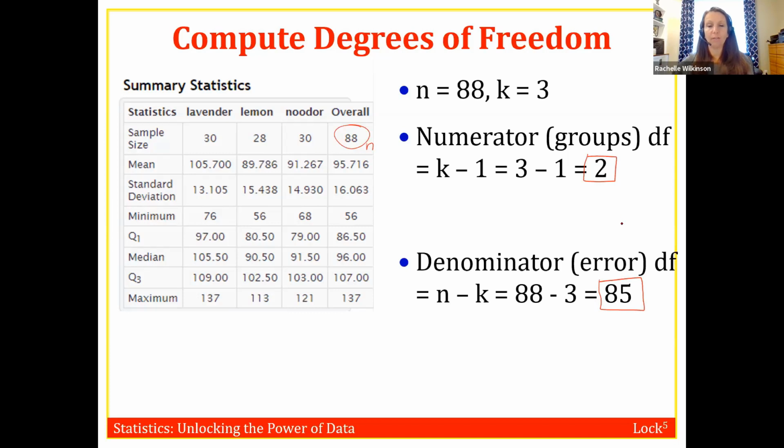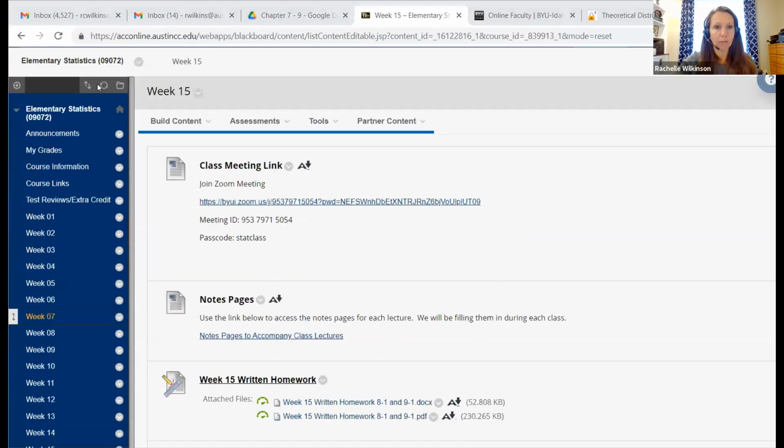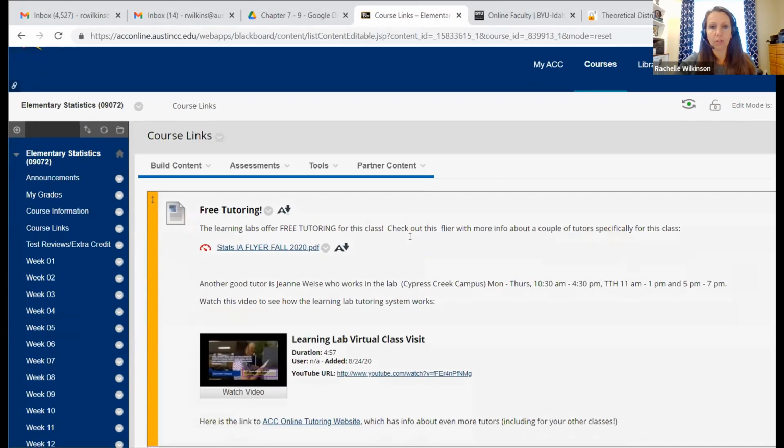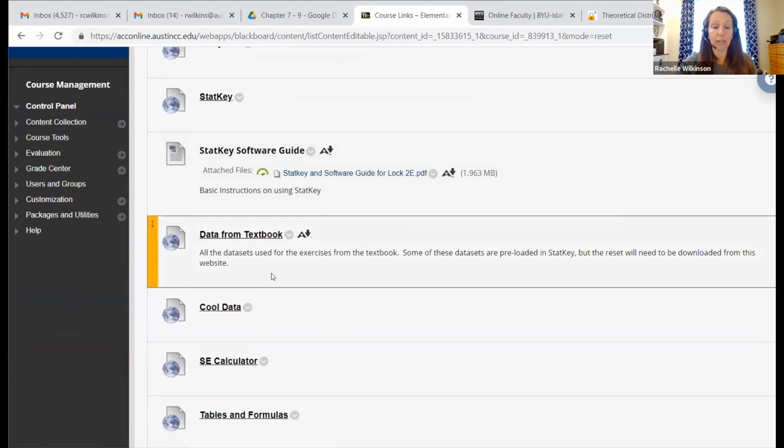All right, so now I figured out how many degrees of freedom I have, and I'm actually ready to go ahead and start doing the analysis. So we're going to walk through how to do this analysis inside of StatKey. And this data, I've put it on Blackboard. So in Blackboard, you're going to find where it says course links. And then under course links, you're going to find cool data.